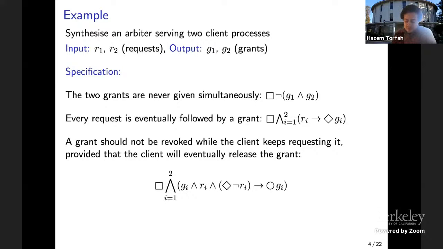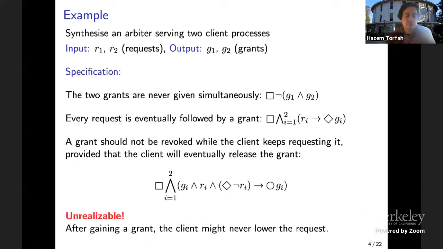By looking at the conjunction of all these three properties that we would like the arbiter to fulfill, unfortunately, this specification is unrealizable. The simple reason is that after gaining a grant, the client might never lower the request, and this will not allow the second property, for example, to be realized in the implementation. So although one of the clients is asking to enter the shared resource, that client will never get the chance to enter it.